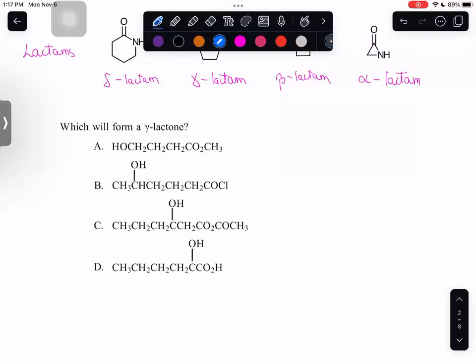We just went over the mechanism for the previous. That one was delta.